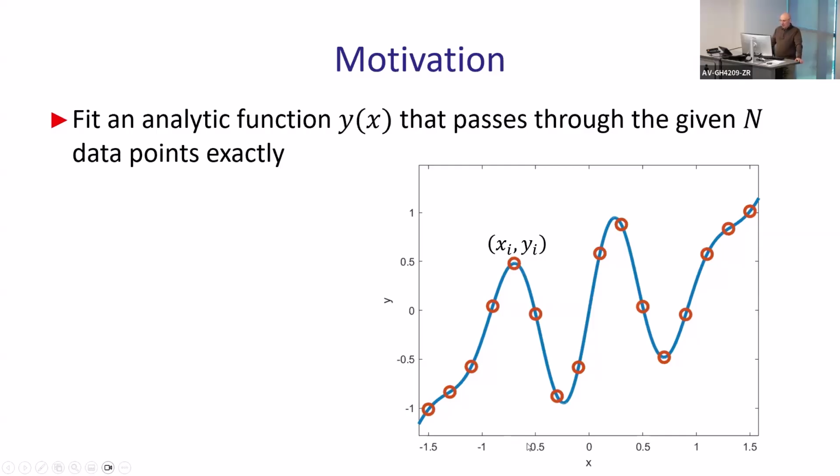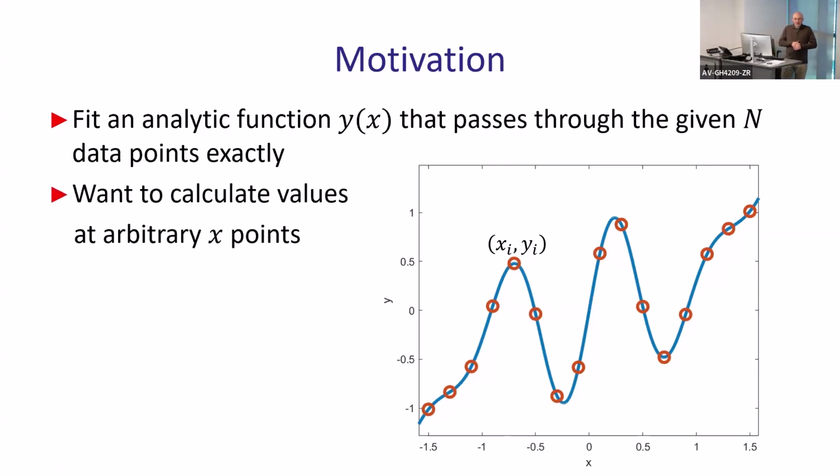Something like -0.75. Okay, so these are just coordinates of that point. This is just notation so far. All right. We want to calculate values at arbitrary x points. This is a problem of interpolation or extrapolation. So you give me what x you want.